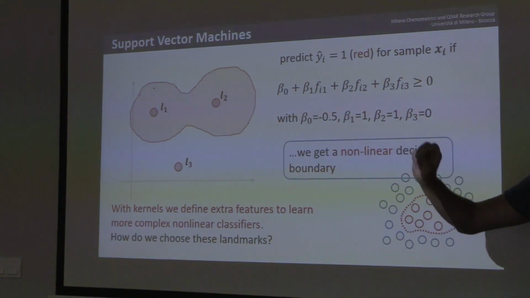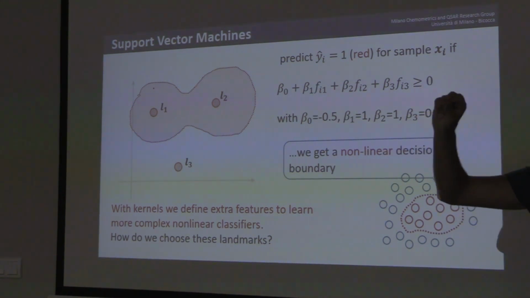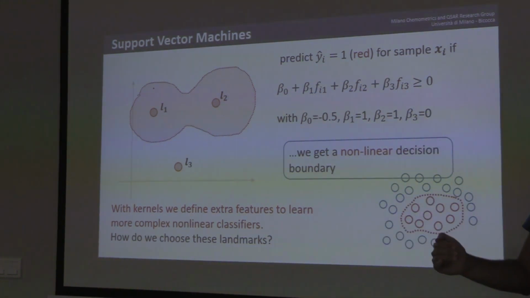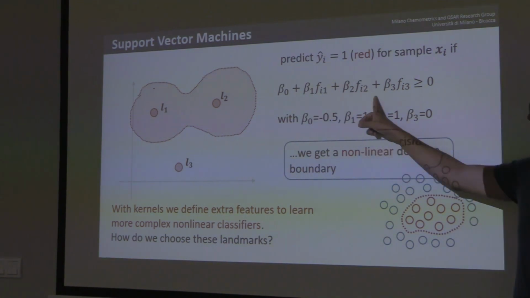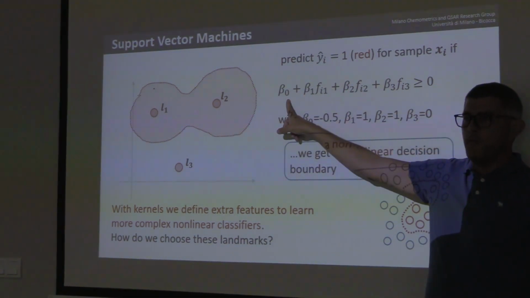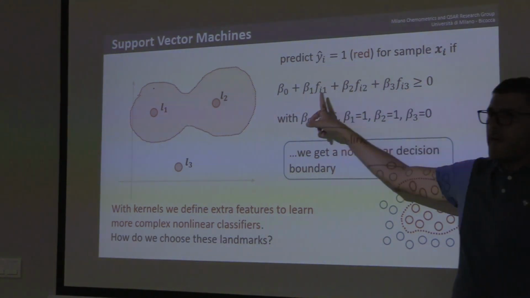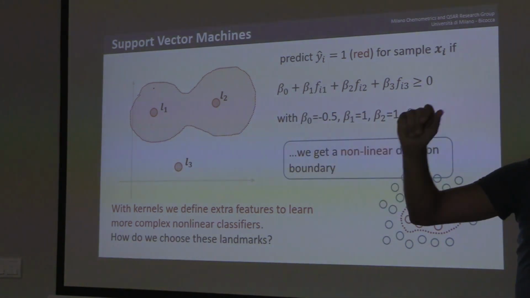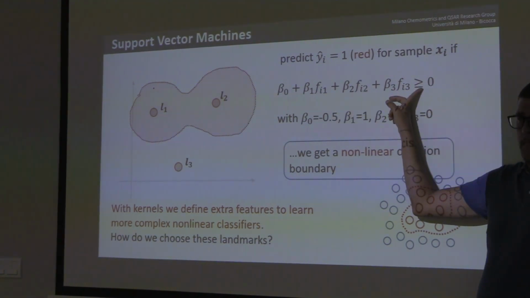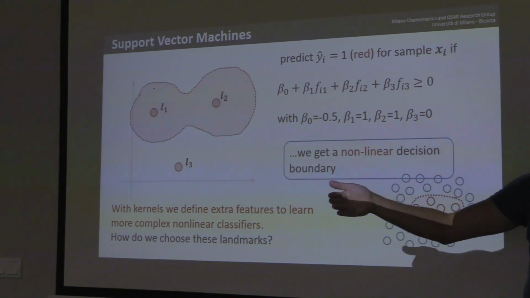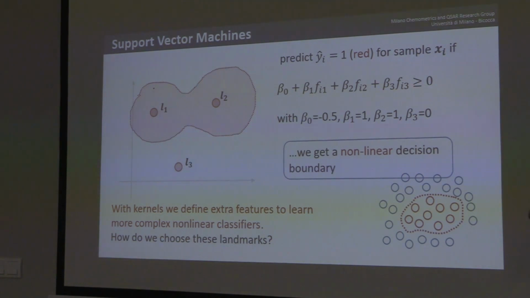Kernels means that you define new features which are based on the distances or similarities with respect to some landmarks. And then you use these features as variables for a support vector machine. And then you use exactly the same approach as we saw before. So the support vector machine tries to find the coefficient vector which will maximize the margin between the two classes, but in this new space defined by these new features. And the conclusion is that you get a nonlinear separation.